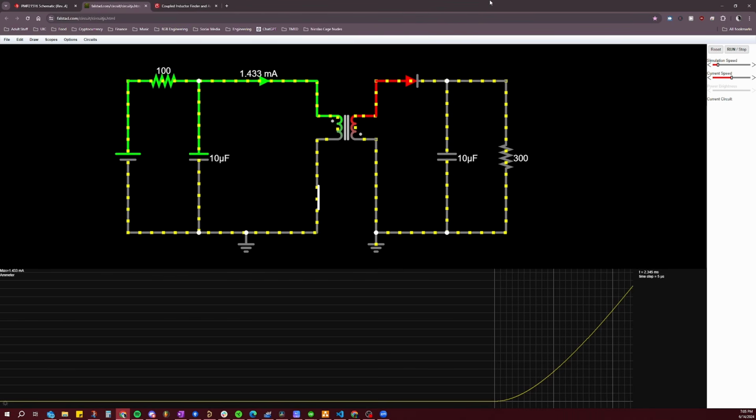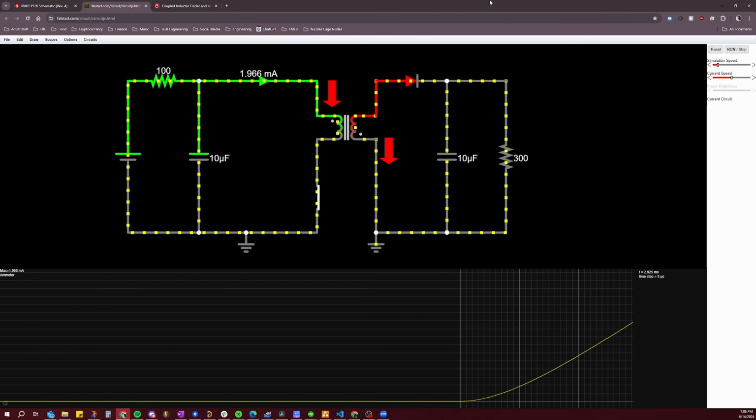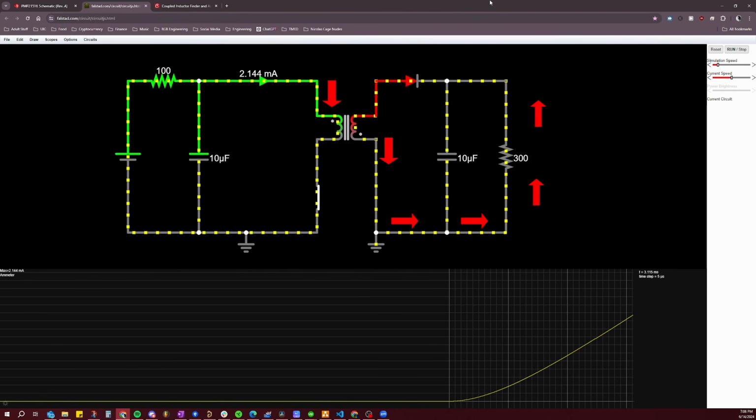Now, if you remember in the previous section how we talked about the dots on the transformer denote the relationship between the current flowing into and out of the transformer. So in this example, if the current is flowing into the dot on the primary side, it will want to be flowing out of the dot on the secondary side. So in this case, flowing out of the dot on the secondary side means we'll be flowing against the direction of the diode. So as a result, no current actually flows in the output while the MOSFET is on.